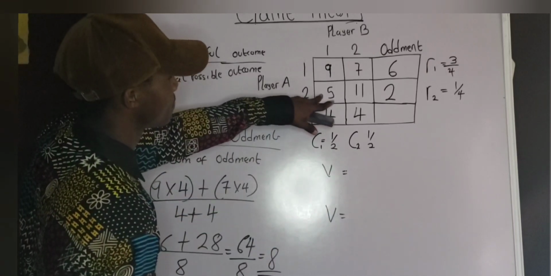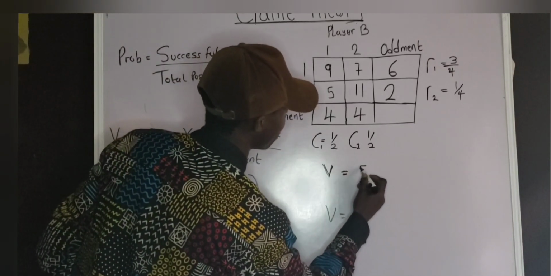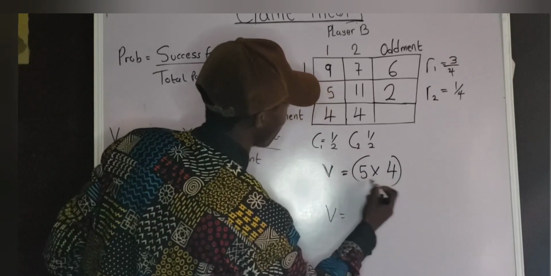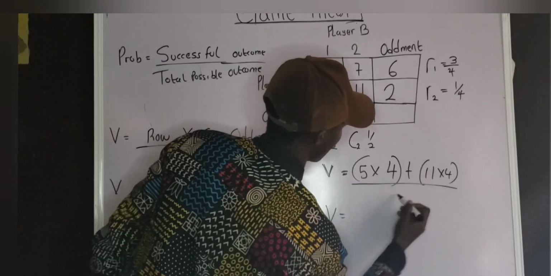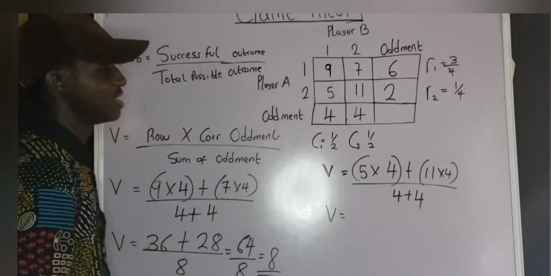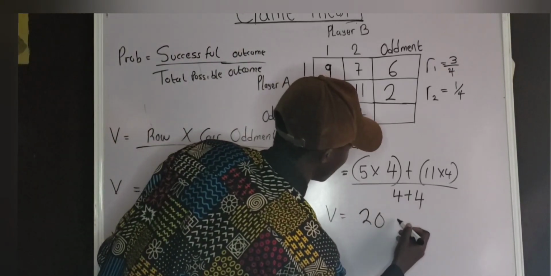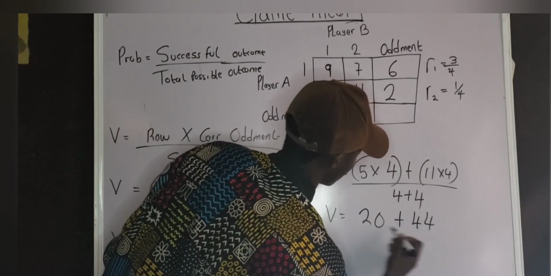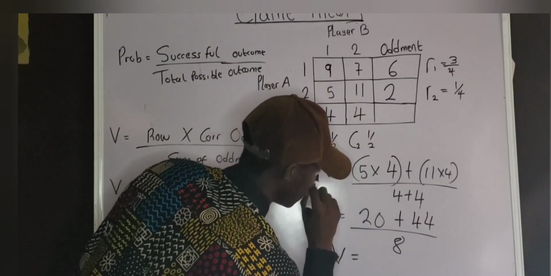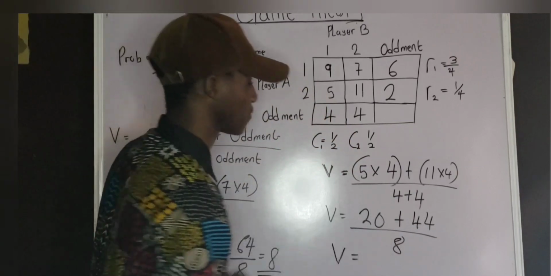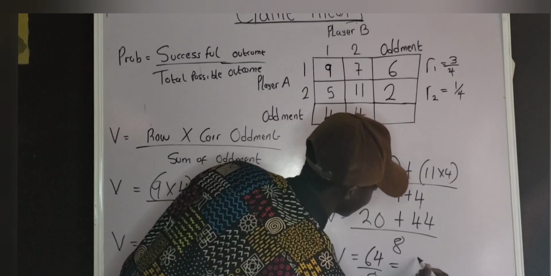For the second row, this is 5 and 11. So for this, I'm going to have the value, which is V, equals 5 multiplied by the corresponding oddment, which is 4, plus 11 multiplied by 4, all over 4 plus 4. Do you understand? So 5 multiplied by 4 is 20. 11 multiplied by 4 is 44. All over 8, 4 plus 4. So V equals 20 plus 44, that is 64. So 64 all over 8 is 8. Do you understand?